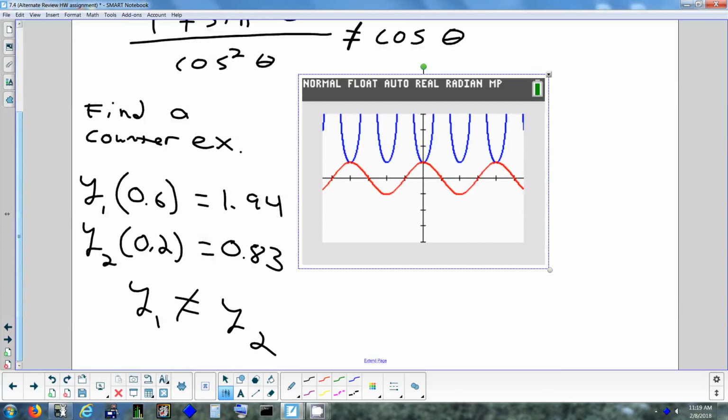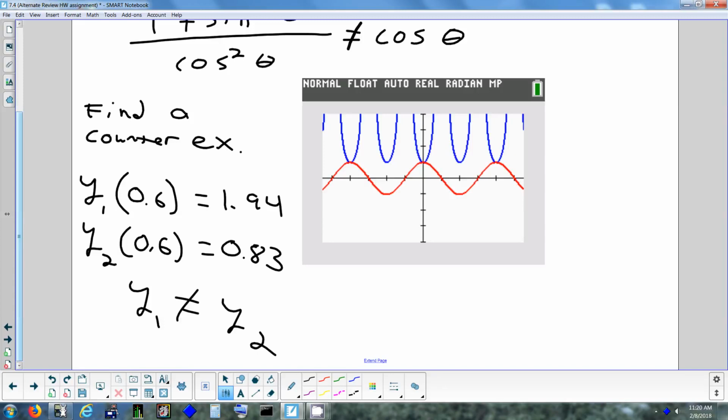Should maybe 0.6 go next to y2? Yeah, I don't know why. I think I said y2 and then I wrote 2 or something. Yeah, 0.6. Thank you. Okay, so any questions on that counterexample idea?